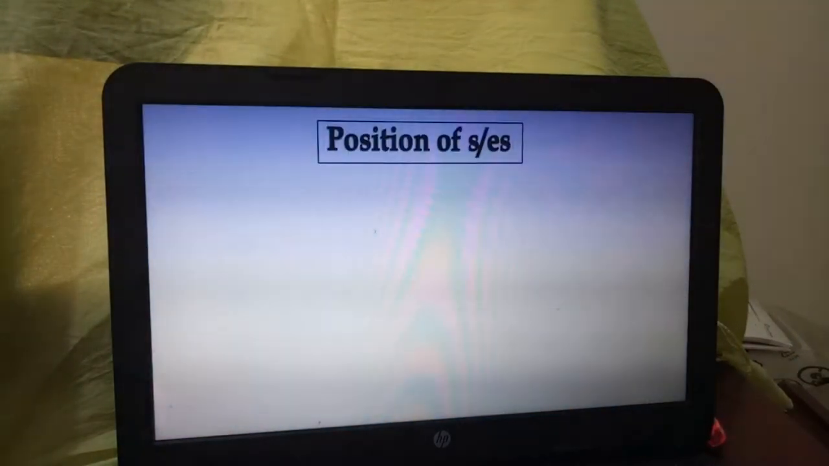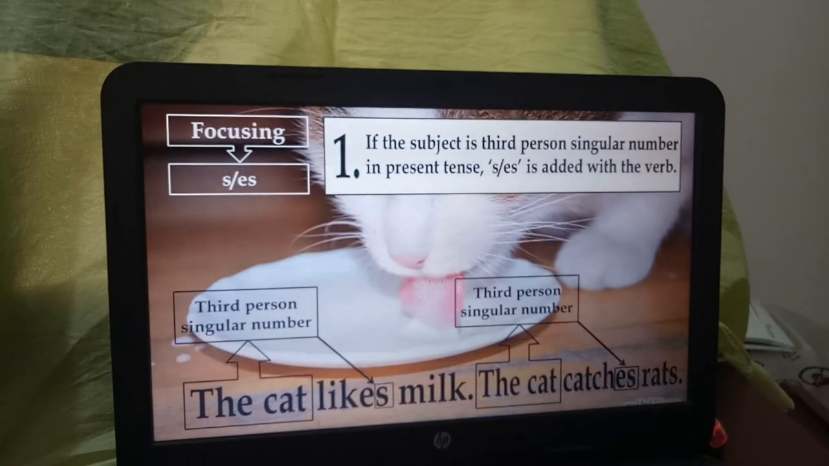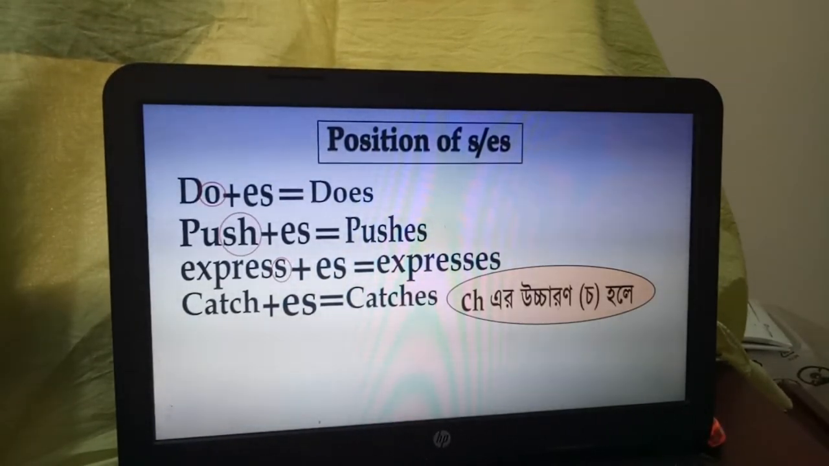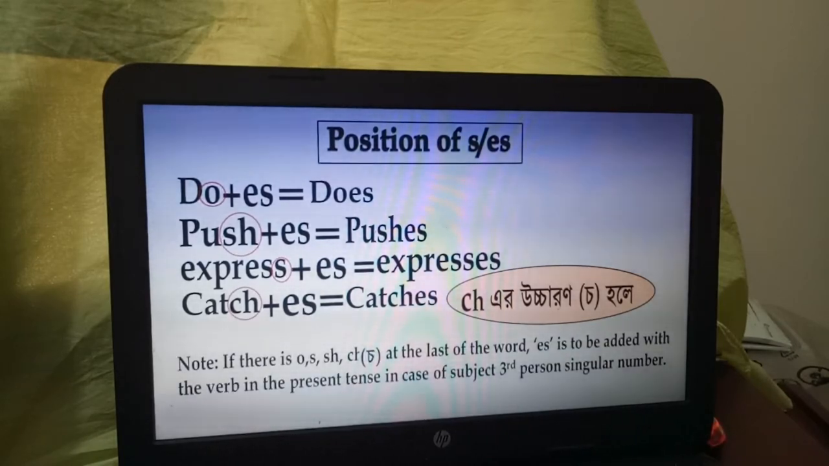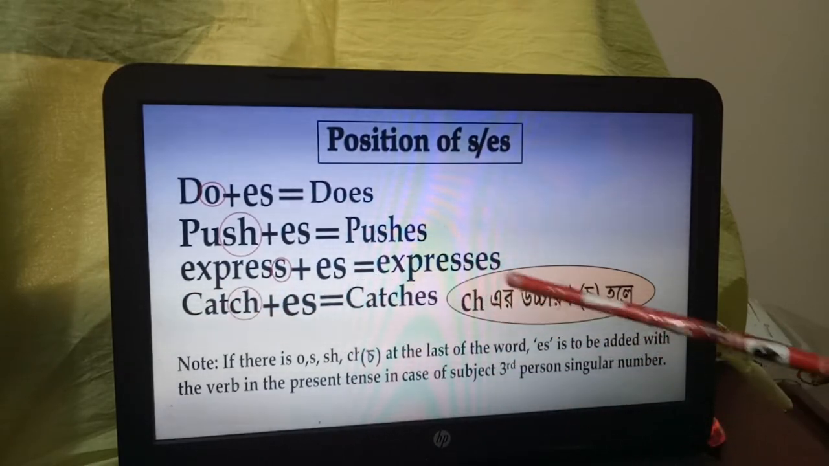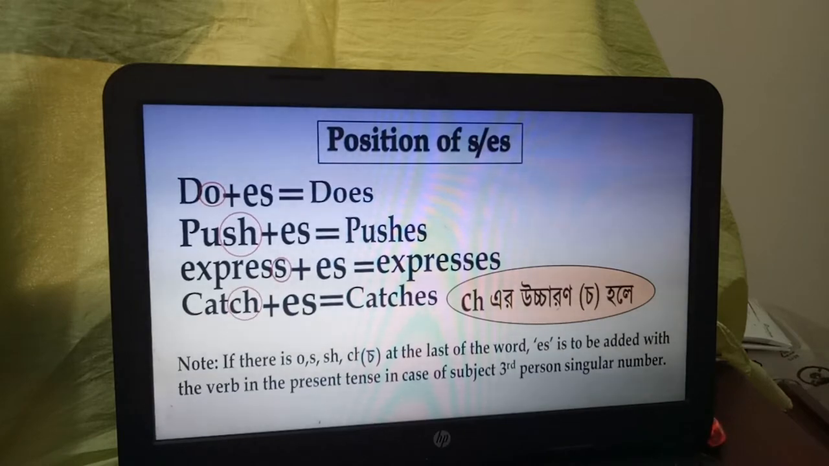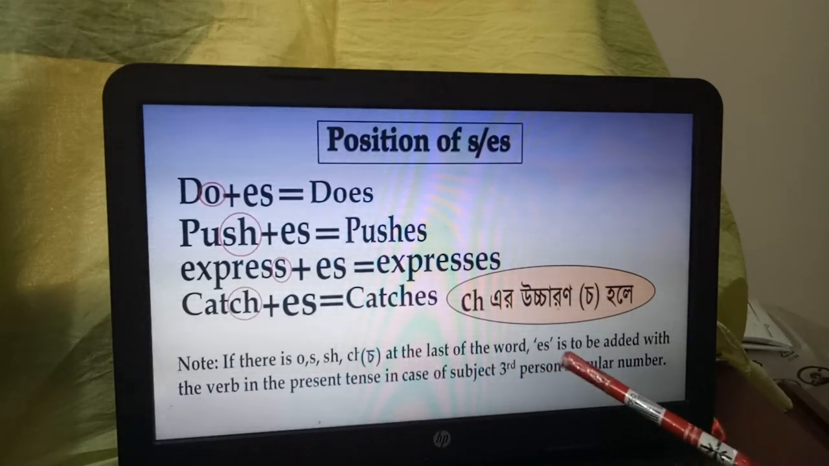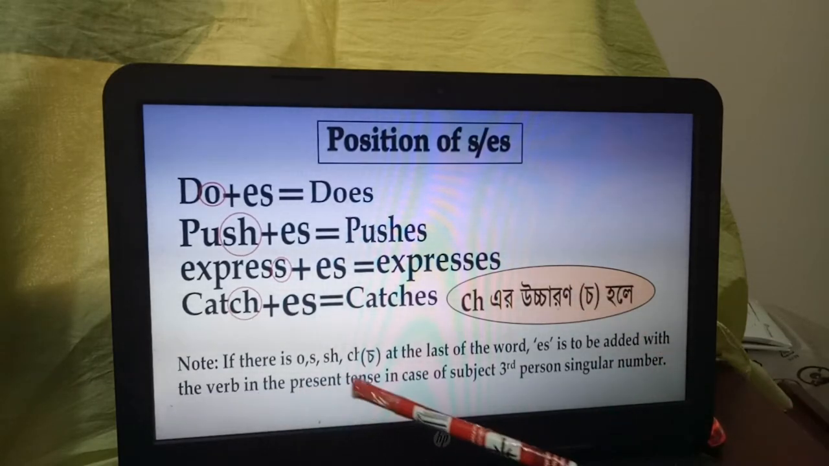Focusing, find out whether S or ES should be added if the subject is third person singular number in present tense, as S or ES is added with the verb. Position of verbs with ES. See the sentences. Do plus ES does. Push plus ES pushes. Express plus ES expresses. Catch plus ES catches. Note, if there is O, S, SS, X, or CH at the end of the word, then ES is to be added with a verb in the present tense.